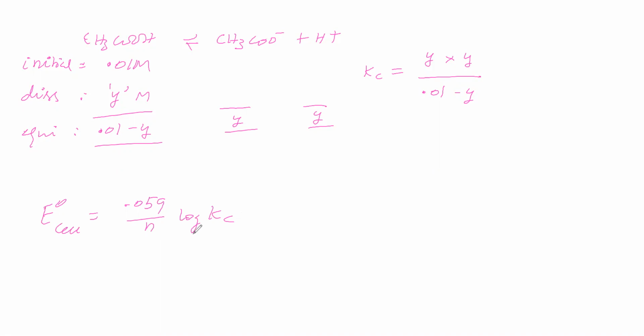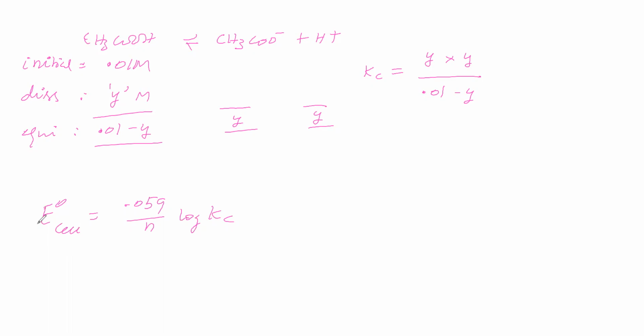This indicates that equilibrium constant, this Kc, depends on E naught cell. E naught cell is under standard condition. Standard condition in the sense we have to take concentration 1 molar, pressure 1 bar, temperature 298 Kelvin. So whatever the concentration you take, E naught cell will have only one value.